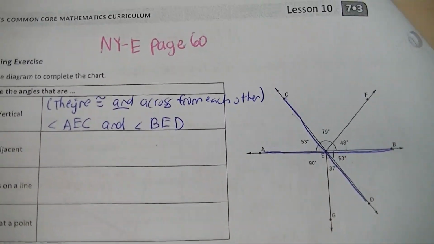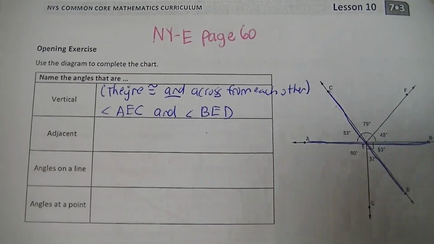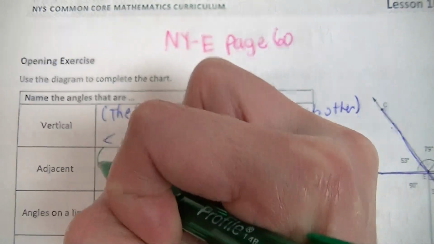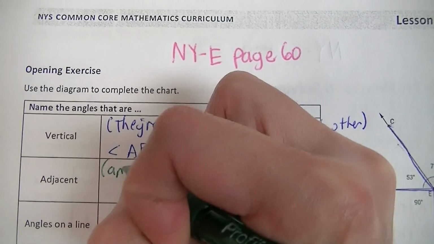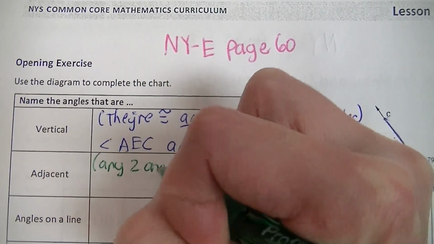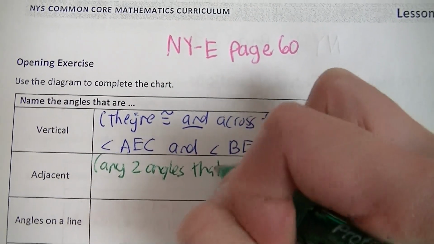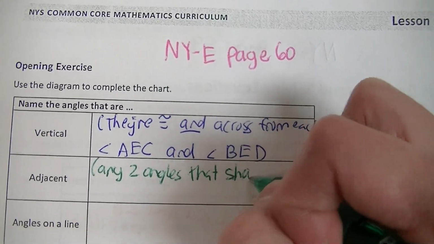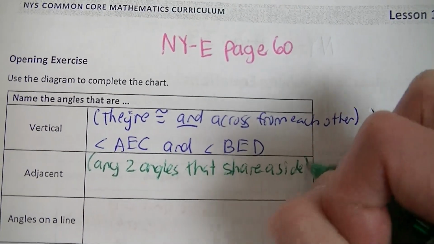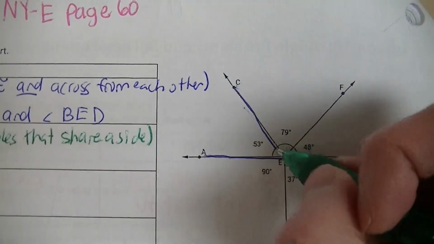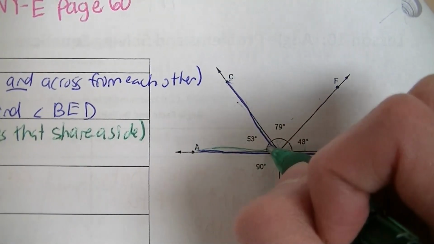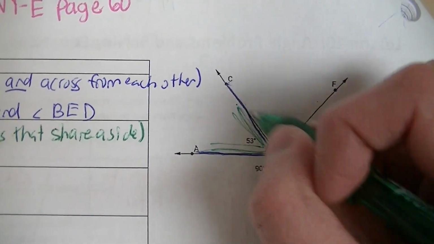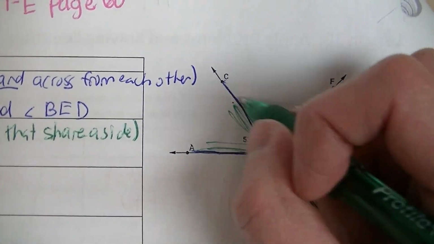So those are vertical. Okay, the next one, it says that we have to find adjacent angles. And all that adjacent means is there's two angles that share a side. So you're going to pick any two angles that share a side. They're right next to each other. So I don't care what you pick. Look, these two angles right there, they share this side right there. So I know this angle is adjacent to this angle because this is the side they share.